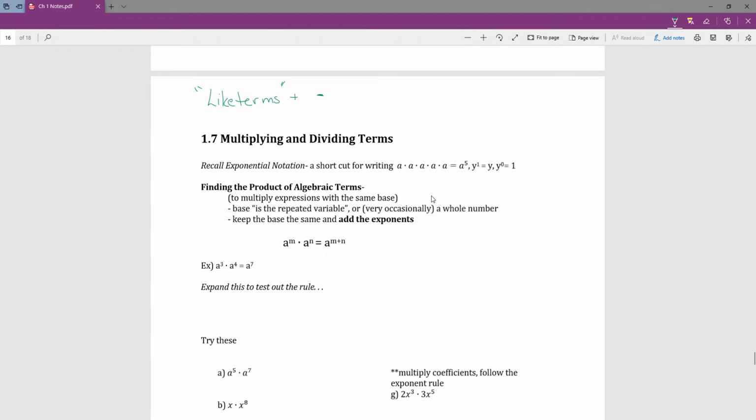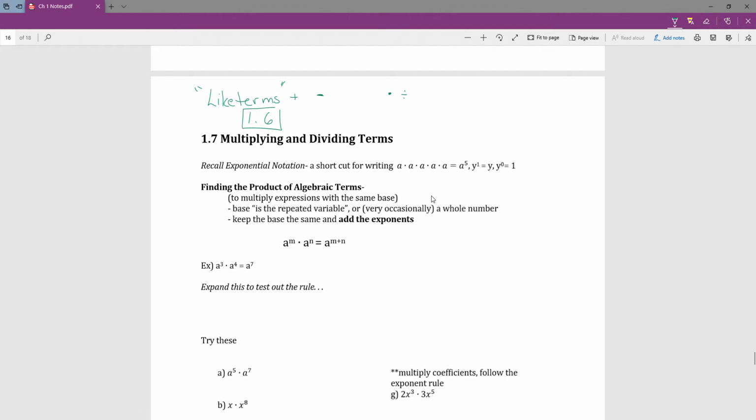That should be 2 words. Okay, so this is 1.6, the adding and subtracting, like terms. They have to be exactly the same in the variable component. Now, 1.7 is about multiplying and dividing terms.